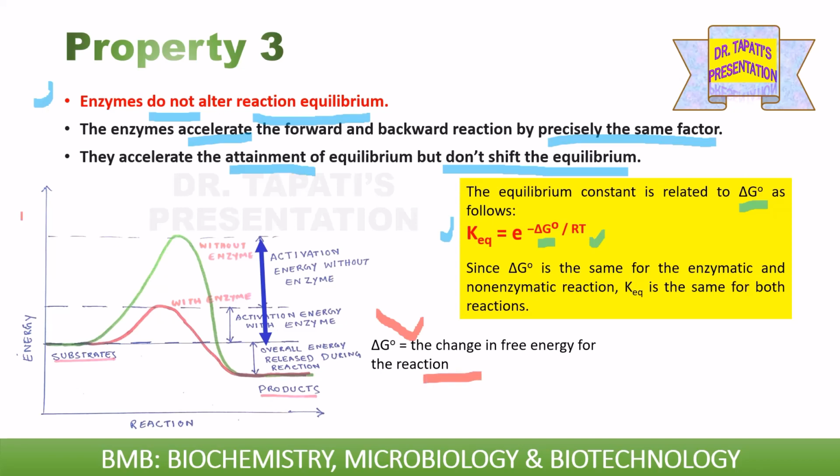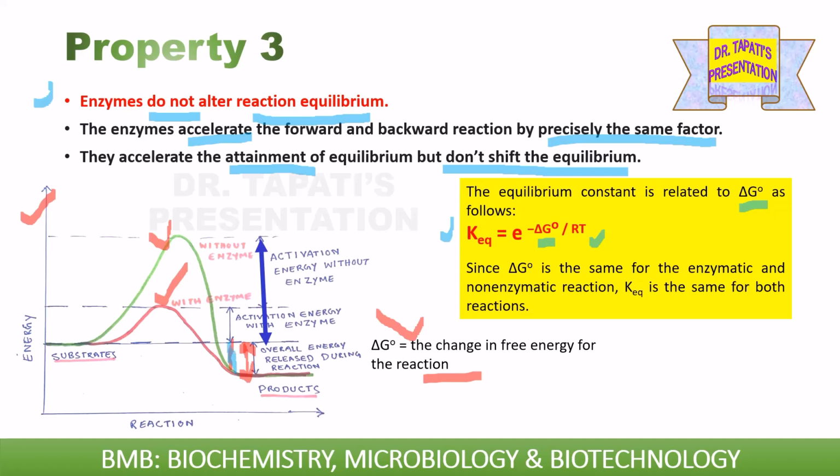If you see this figure, you can see that the delta G0 value, that is the overall energy released during the reaction process, is the same for the enzymatic reaction as well as the non-enzymatic reaction. See, this value is the same for both the enzymatic as well as the non-enzymatic reaction.